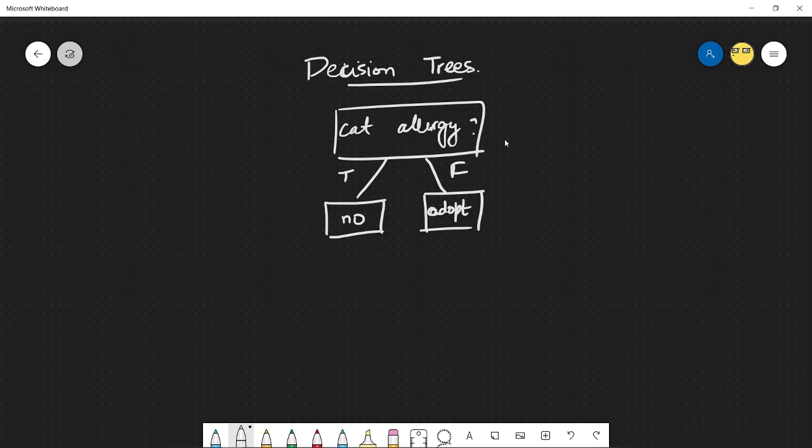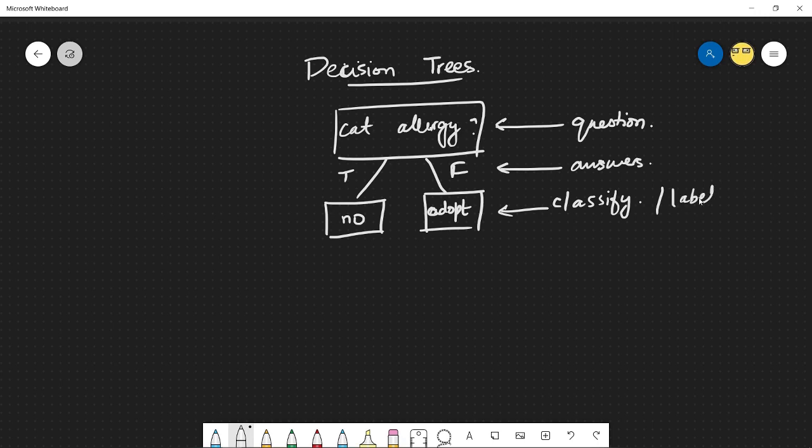A decision tree is going to be asking a question like this, and then based on the answers, so true or false, categorical data here, you are able to classify and assign labels to your data. You'll notice that this example currently uses categorical data, so true and false, but we can also have an example of using numerical data to make decision trees.